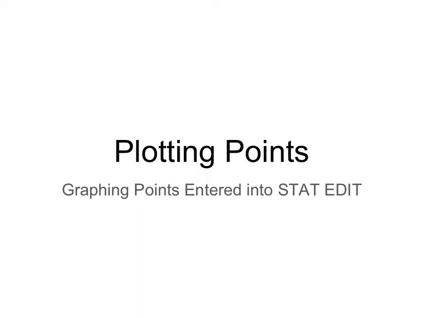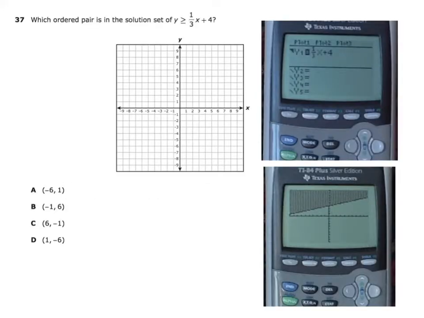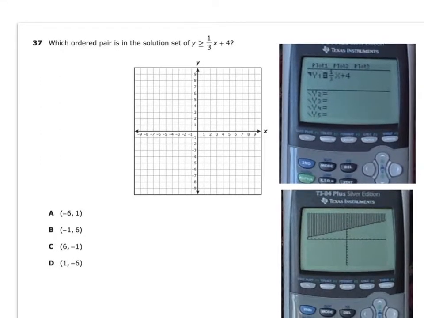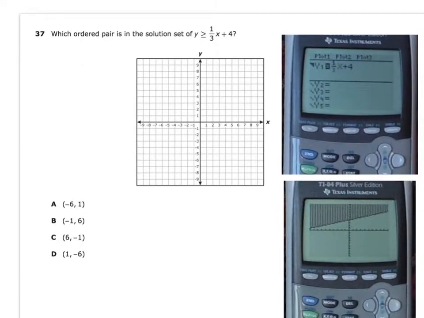In this video, we're going to learn how to plot the points that you enter in StatEdit so you can actually see them on the graph of your calculator. Okay, so I have a problem here from one of the STAR tests in which they gave us an inequality and wanted to know which one of these points was part of the solution.